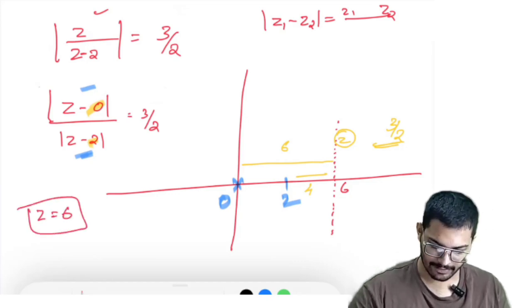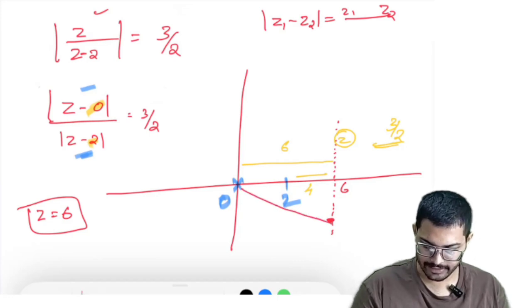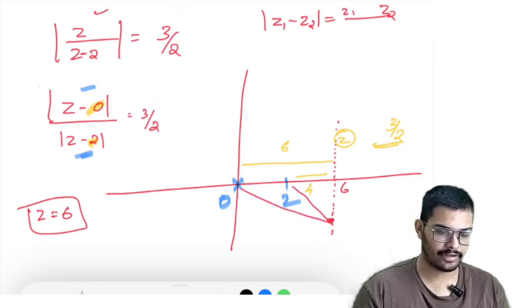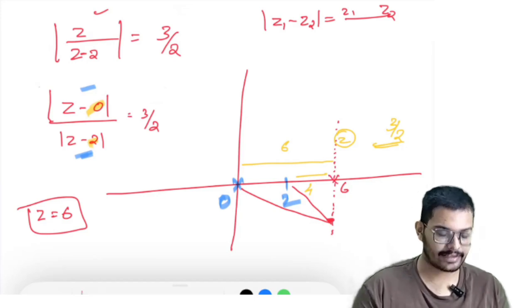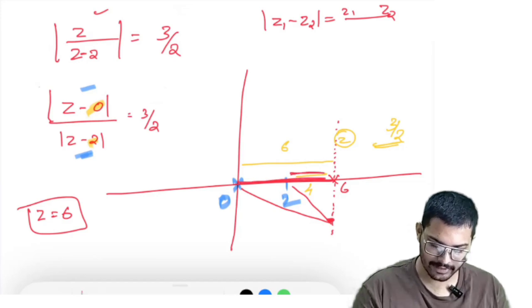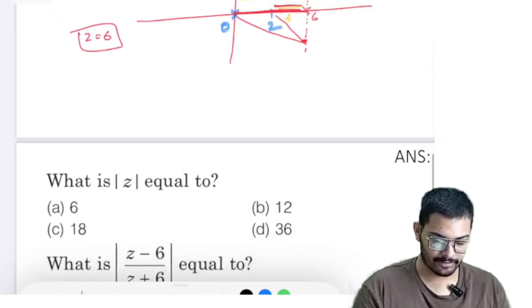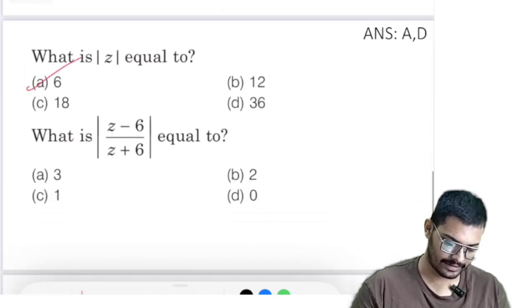If z is somewhere on a line like this inclined line, the ratio of this distance to this distance won't be equal to 3 by 2. That's the conclusion. From here we can directly conclude z lies on the x-axis itself. Then only this ratio, the whole distance divided by this part, is 6 by 4. From here we conclude that mod z equal to 6. So we can directly answer option A is 6.